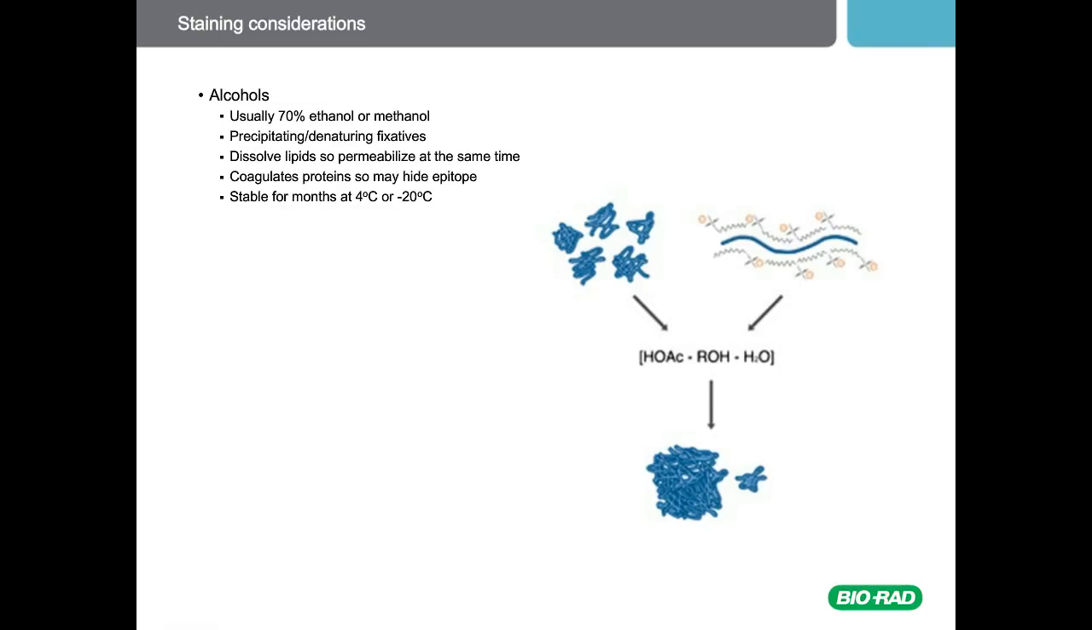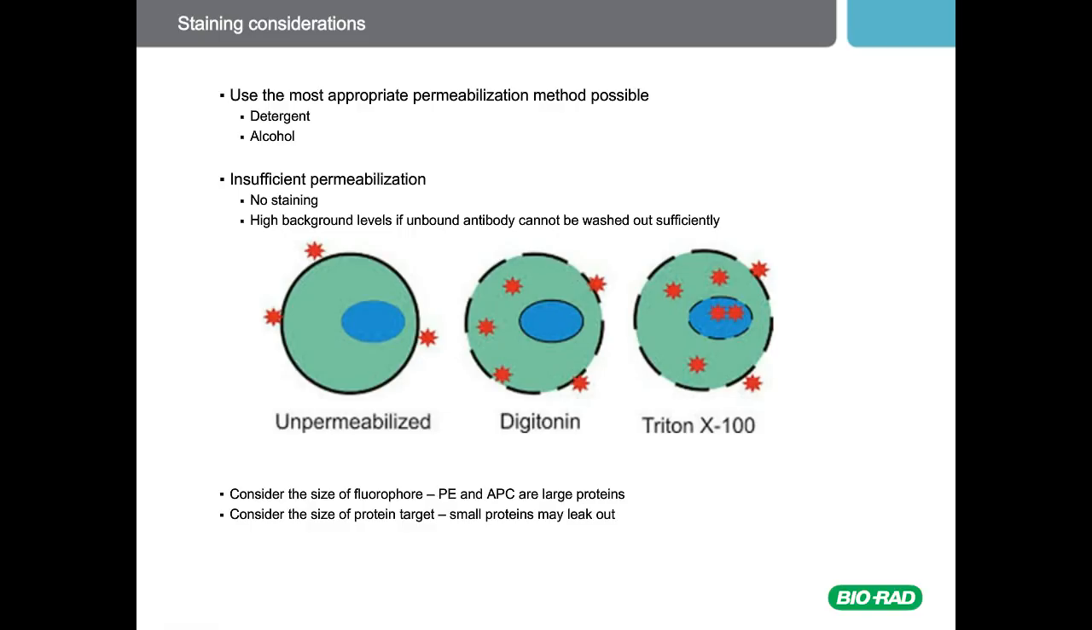After fixation, the next step for intracellular staining is permeabilization. Choose the most appropriate permeabilization method possible. The most common permeabilization reagents are detergents. However, as I've already mentioned, alcohols will permeabilize and fix. The choice of detergent is important, as insufficient permeabilization can lead to no staining. Alternatively, there may be high levels of background if unbound antibody cannot be washed out of the cell sufficiently. Weak detergents such as digitonin and saponin will permeabilize the cell membrane. However, if you want to include the permeabilization of the nuclear membrane, you will need to use a more harsh detergent such as Triton X100.